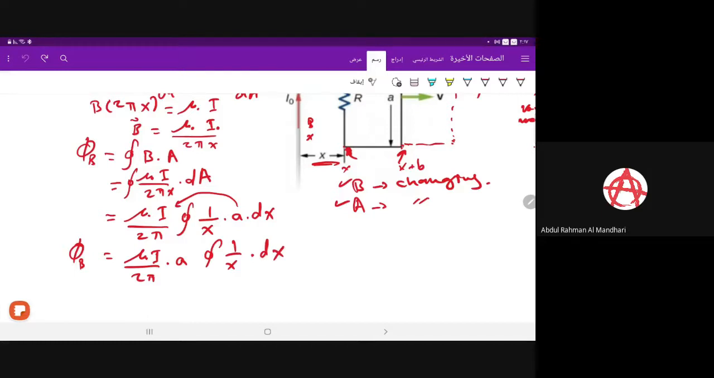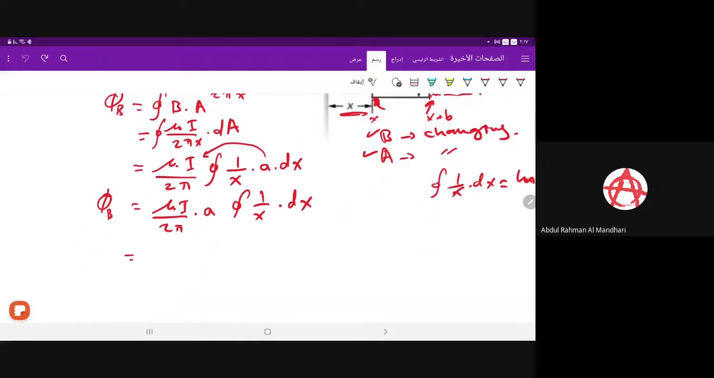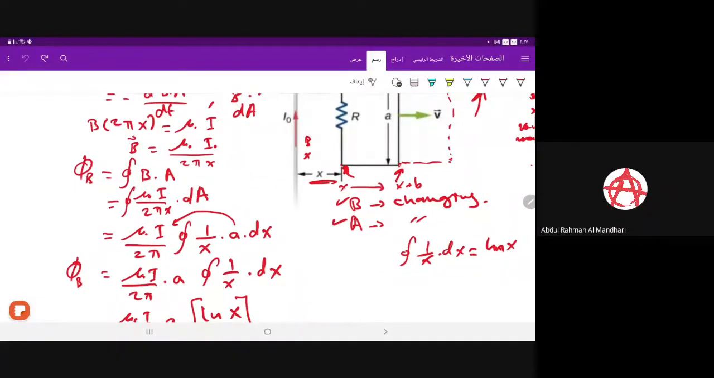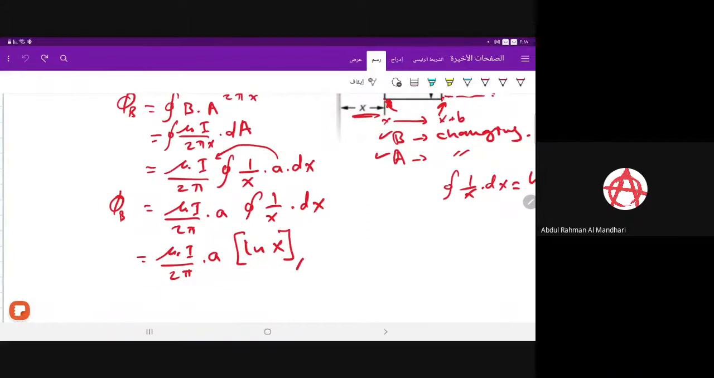And from mathematics, as you know, this is very well known for you, the integral of 1 over x is just equal to ln, the natural log of x. Okay? So from here, this will be mu naught I over 2 pi into A into ln of x, but we know that we are varying x from where to where, Shabab? From x to x plus b. So this will be from x to x plus b, from the lowest to the highest distance.